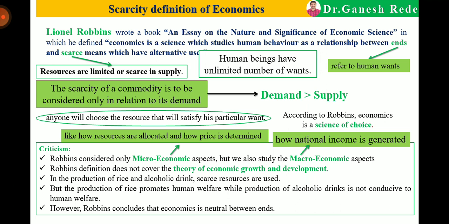Then, Robbins' definition does not cover the theory of economic growth and development, meaning the overall macro theory or aggregate study. Also, in the production of rice and alcoholic drink, scarce resources are used, but the production of rice promotes human welfare, while the production of alcoholic drinks is not conducive to human welfare, meaning it is not beneficial. However, Robbins concludes that economics is neutral between ends. So this is the criticism of the scarcity definition, or Robbins' definition of economics.